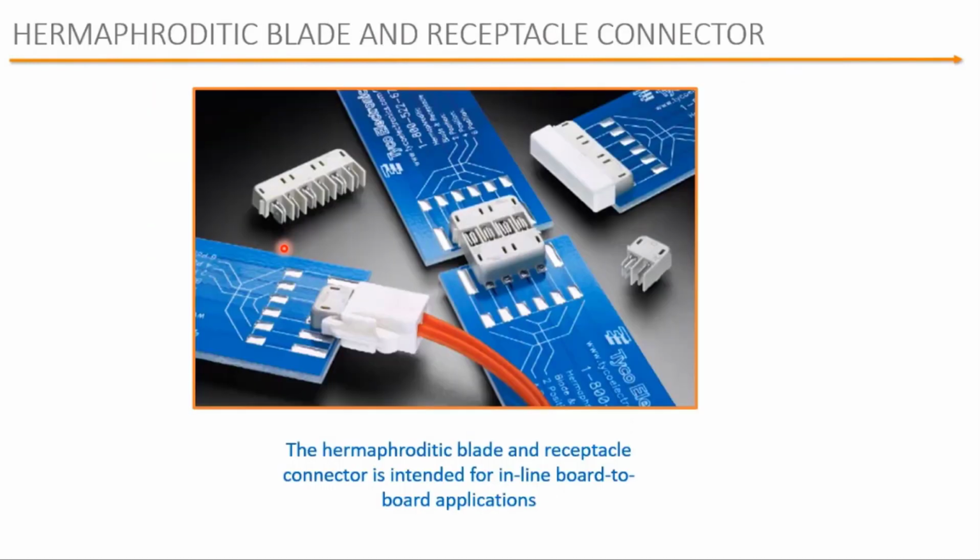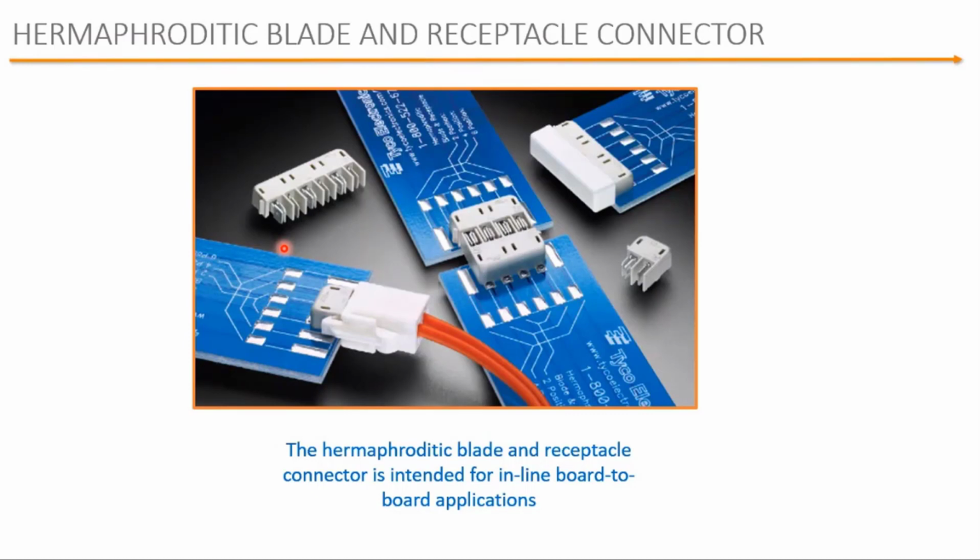The next product that we have for installation wiring is the hermaphroditic blade and receptacle connectors. They provide power to the first LED printed circuit board and then connect the printed circuit boards in a string of rigid printed circuit board light strips. The connectors are hermaphroditic. That means that they mate to themselves, both horizontally or vertically.